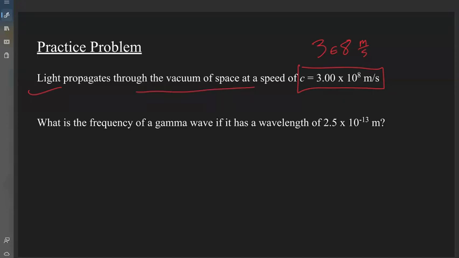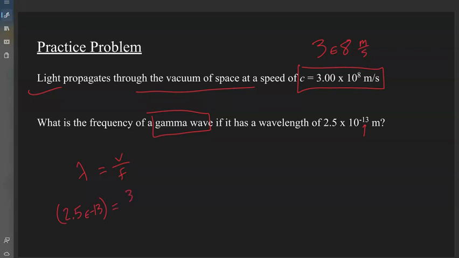What is the frequency of a gamma wave if it has a wavelength of 2.5 times 10 to the minus 13 meters? Okay, minus 13, first of all, just recognize that is tiny. That is absolutely tiny. So gamma waves are tiny. Okay, so then with this, we can say, using our equation, wavelength is equal to velocity over frequency. Well, we're asked, what is the frequency? We're given the wavelength. So wavelength is 2.5 times 10 to the minus 13 meters.